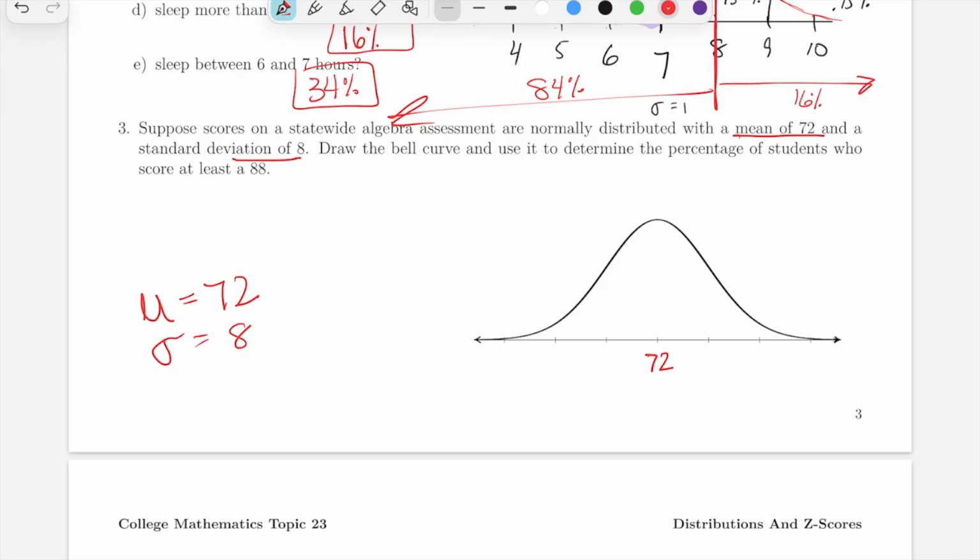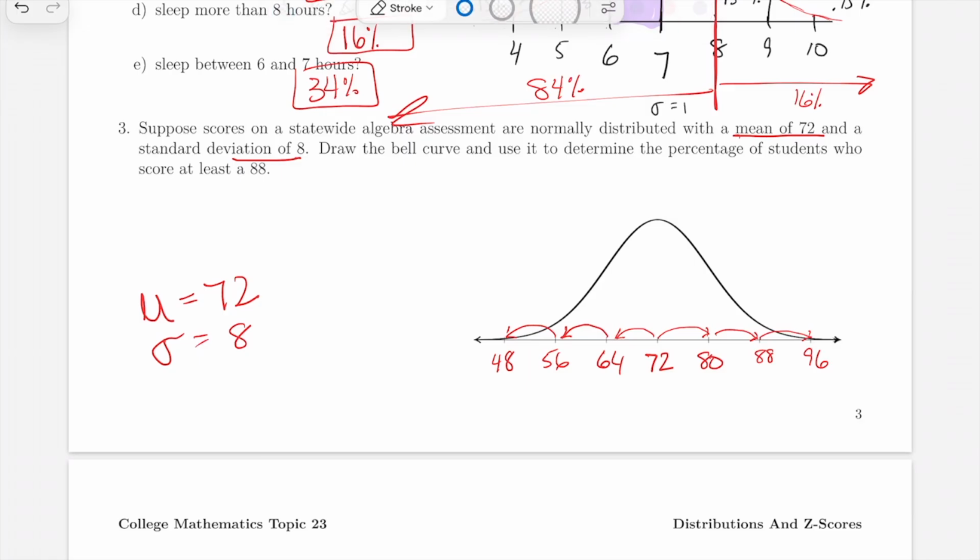All right, let's go ahead and do this. All I'm going to do is add 8 to 72 to get to the next one. That's 80. Add an 8. That's 88. Add an 8. That's 96. Then what we'll do is we'll start subtracting 8 as we go to the left. So minus another 8 and minus another 8. Hopefully those are all right. If not, I'm sorry. I think you understand the point though.